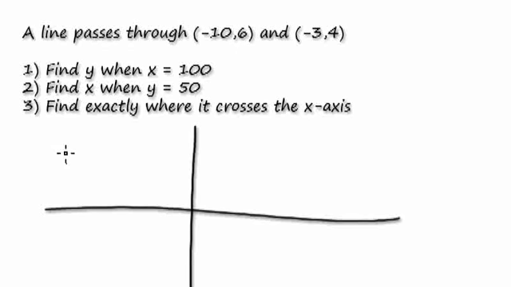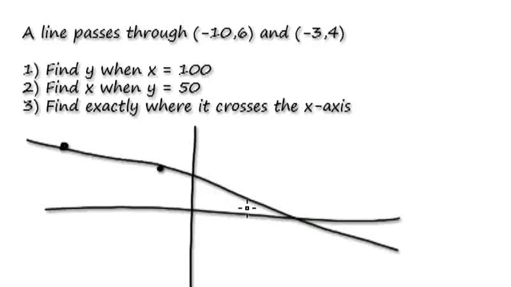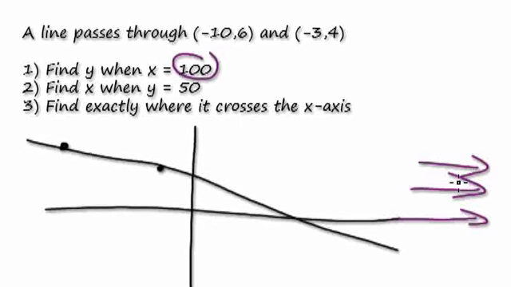So minus 10, 6, probably around here, and then minus 3, 4, probably around here. Okay, so here you've got yourself a line, a straight line. Find y when x is 100. Well, 100 is really far to the right. So the y value when x is 100 has got to be negative.